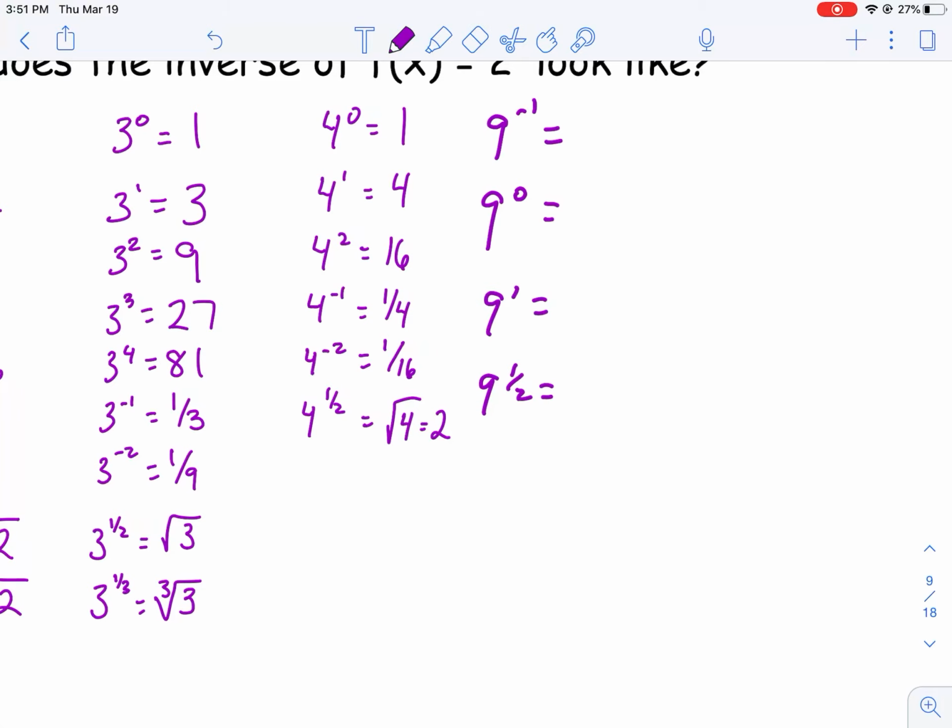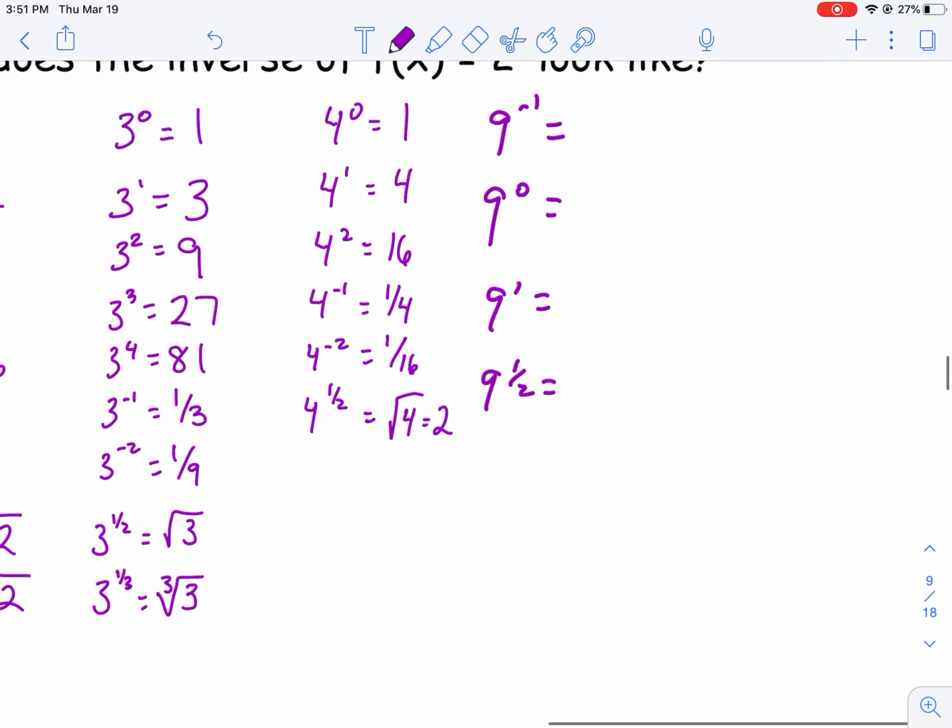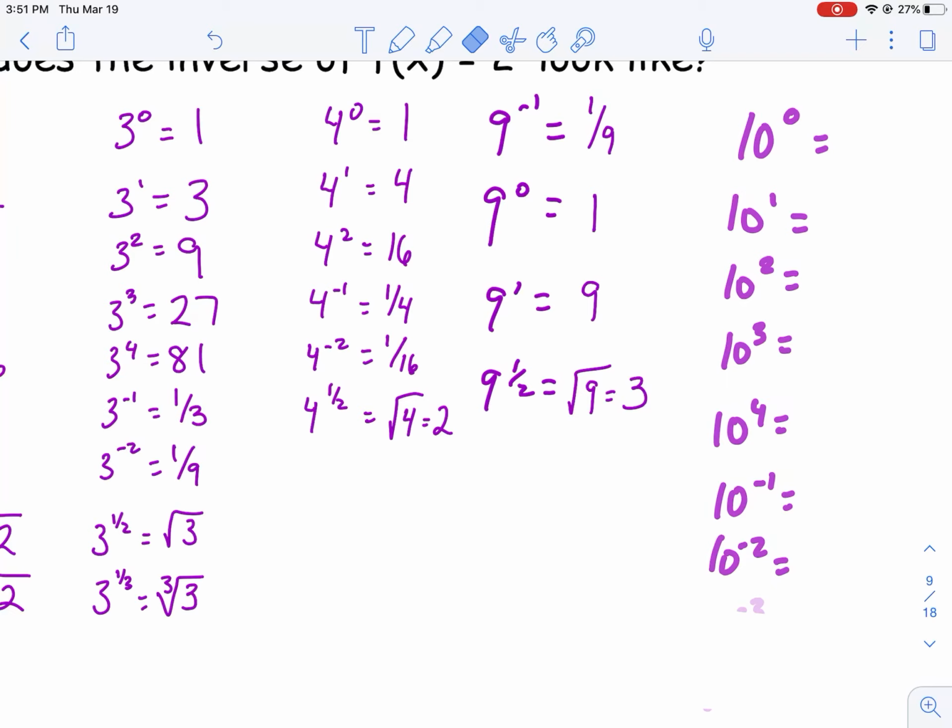Let's take a look at 9. I'm leaving some of the easier ones off. 9 to the negative first power, hopefully you're thinking 1/9. 9 to the 0, anything to the 0 is 1. 9 to the first is 9. And the 1/2 power, square root of 9, which is 3. Great.